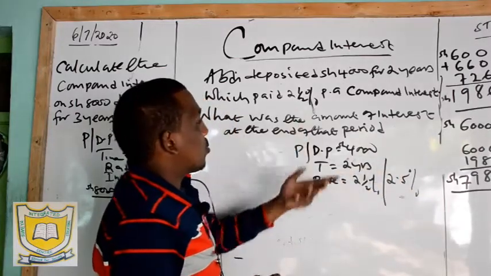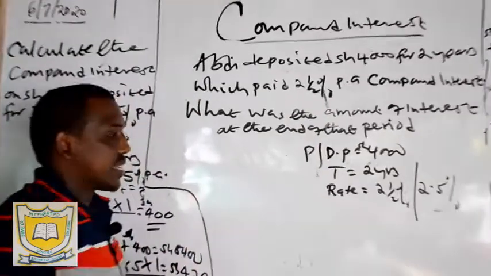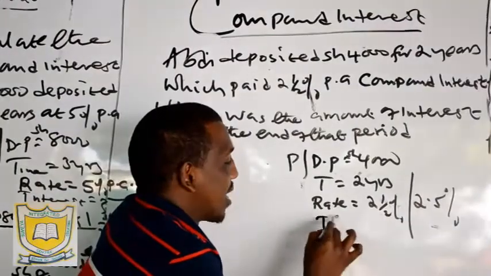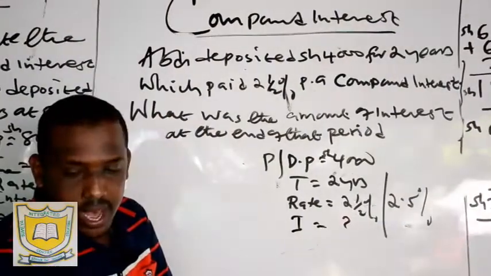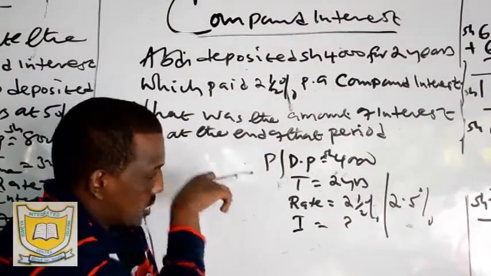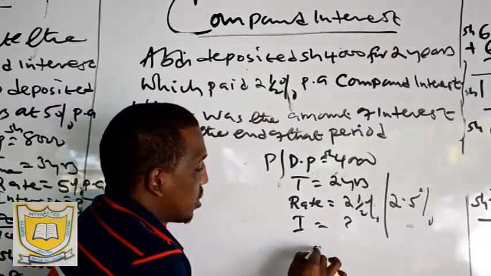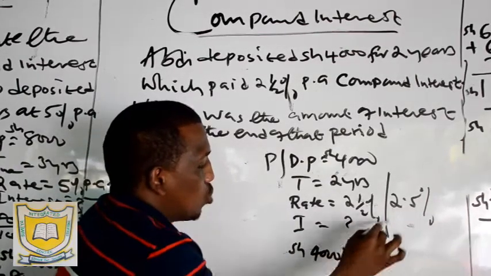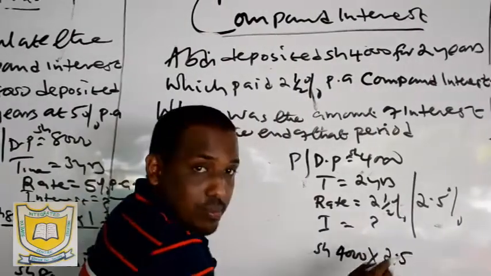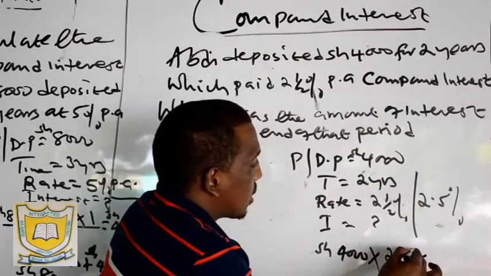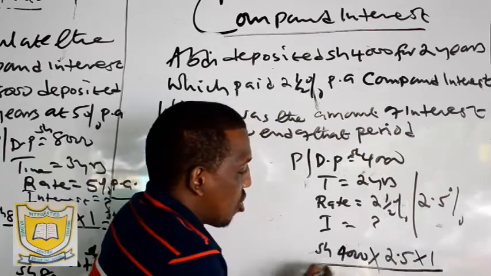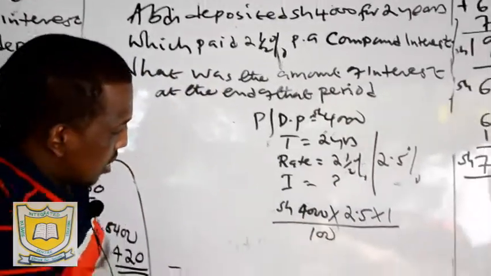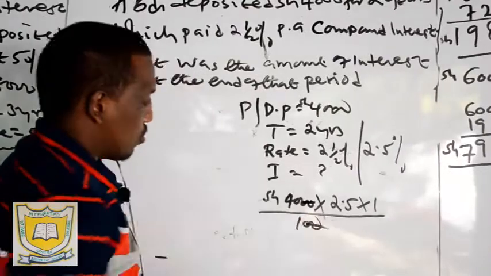What was the amount of interest? They are asking the interest now, the compound interest. Interest is equal to principal, 4,000, times rate, which is 2.5, half is 0.5, times time, the first year, over 100.